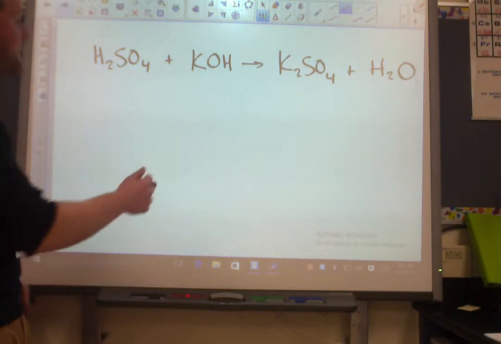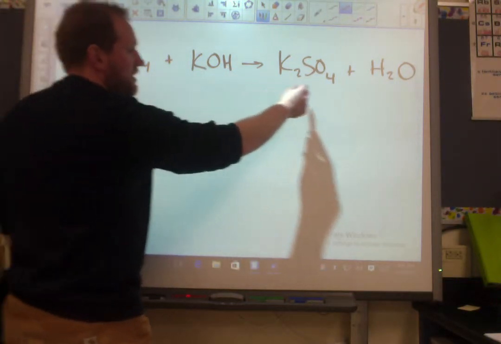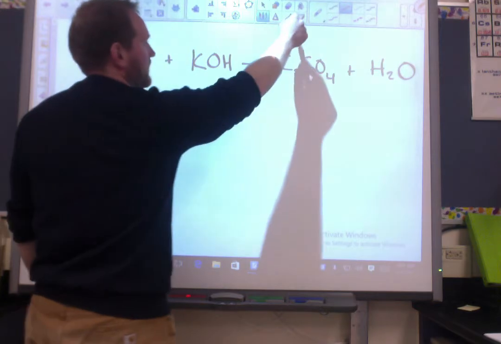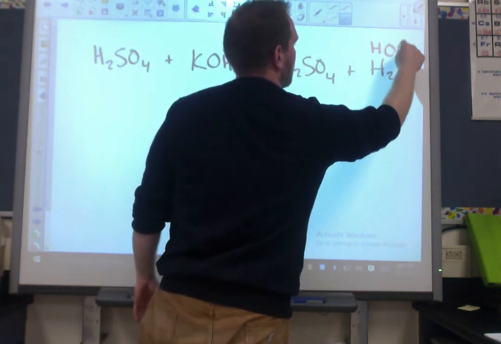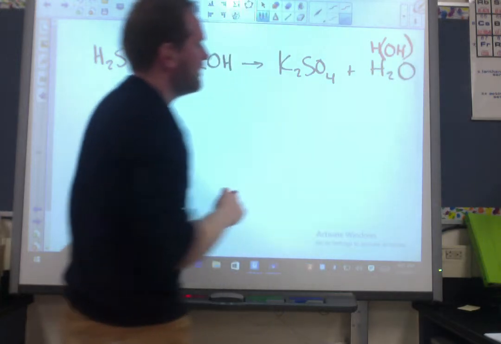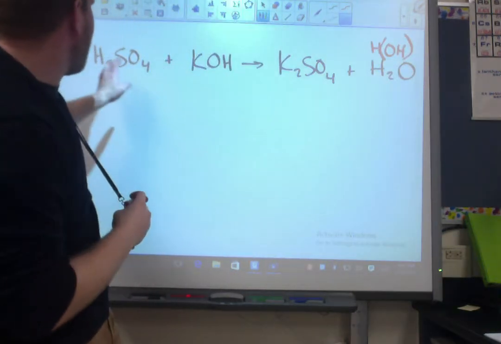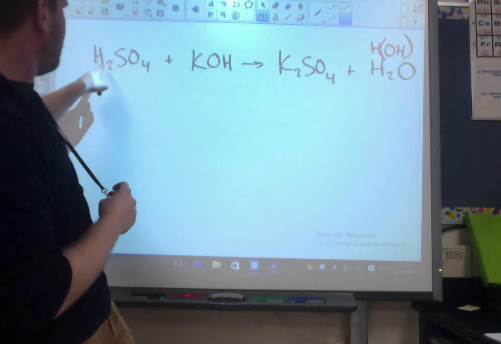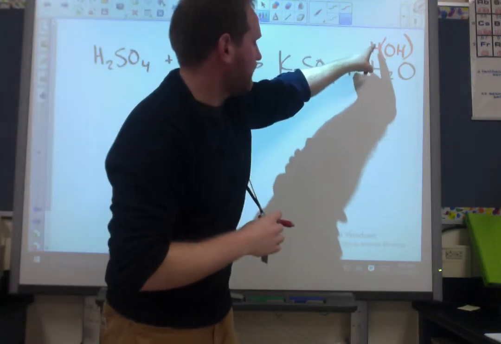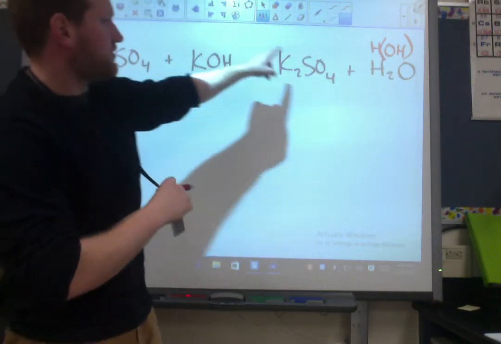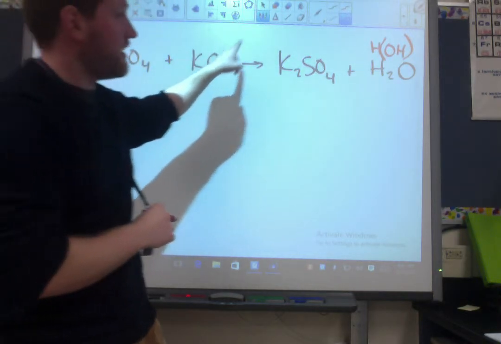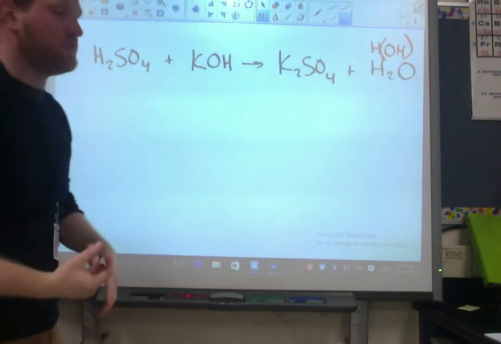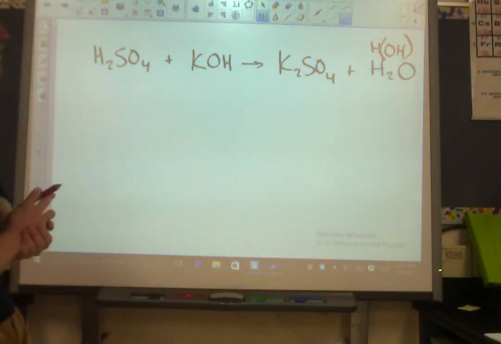All right, so in this case, I see the OH on the left, but I don't see OH on the right. So what I'm going to do is change the H2O to HOH, like this. And now you can see I have hydrogen in the front, sulfate ion, potassium ion, hydroxide ion, and it's a lot easier to balance. So let's go through it real quick.